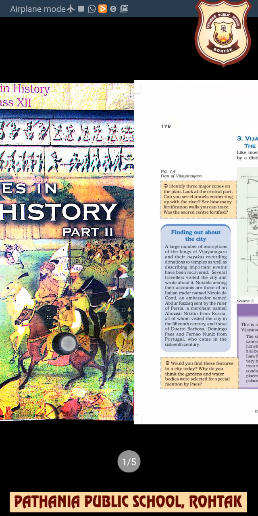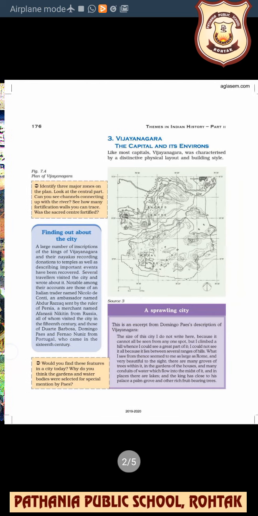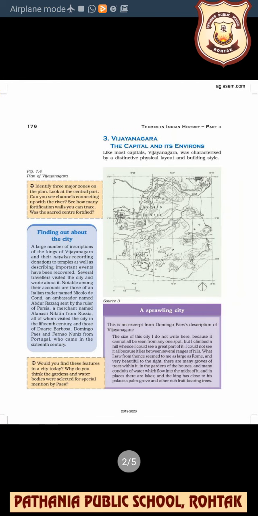Beta, this lecture is also in continuation of chapter 7, and the name of the chapter is An Imperial Capital: Vijayanagara. Till now, we have discussed various topics, like the discovery of Hampi, the rise of the Nayakas and Sultans, kings and traders, the apogee and decline of the empire, and the rise of the Nayakas. So all these topics we have discussed till now.